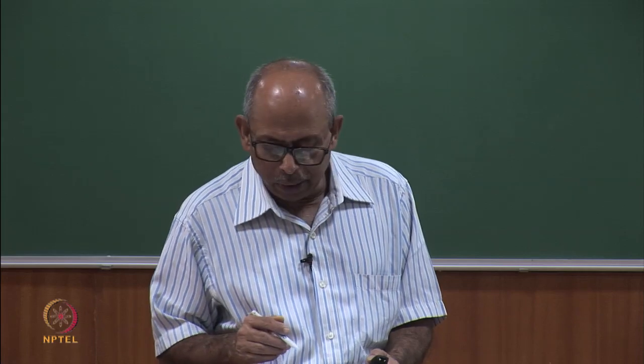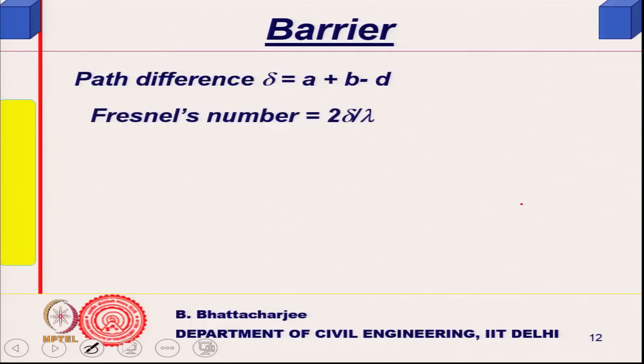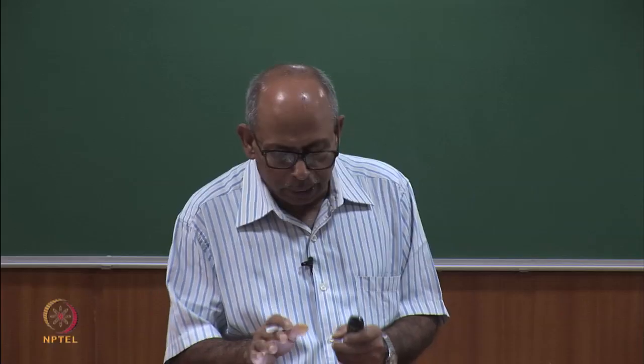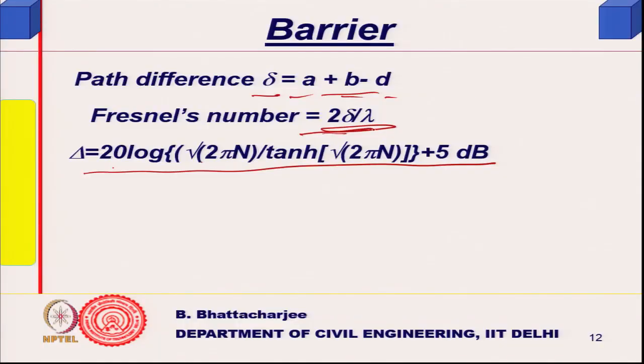So, this can be related to what is called Fresnel's number. Path difference is delta equals A plus B minus D, and Fresnel's number is 2 delta divided by lambda, because you remember that 2 delta should equal a multiple of lambda, n lambda. So, Fresnel's number is given by 2 delta by lambda, and empirically the decibel level reduction is given by 20 log root 2 pi n. This is one of the formulae. There are some others, it is semi-empirical. We understand that it is related to Fresnel's number n, right.